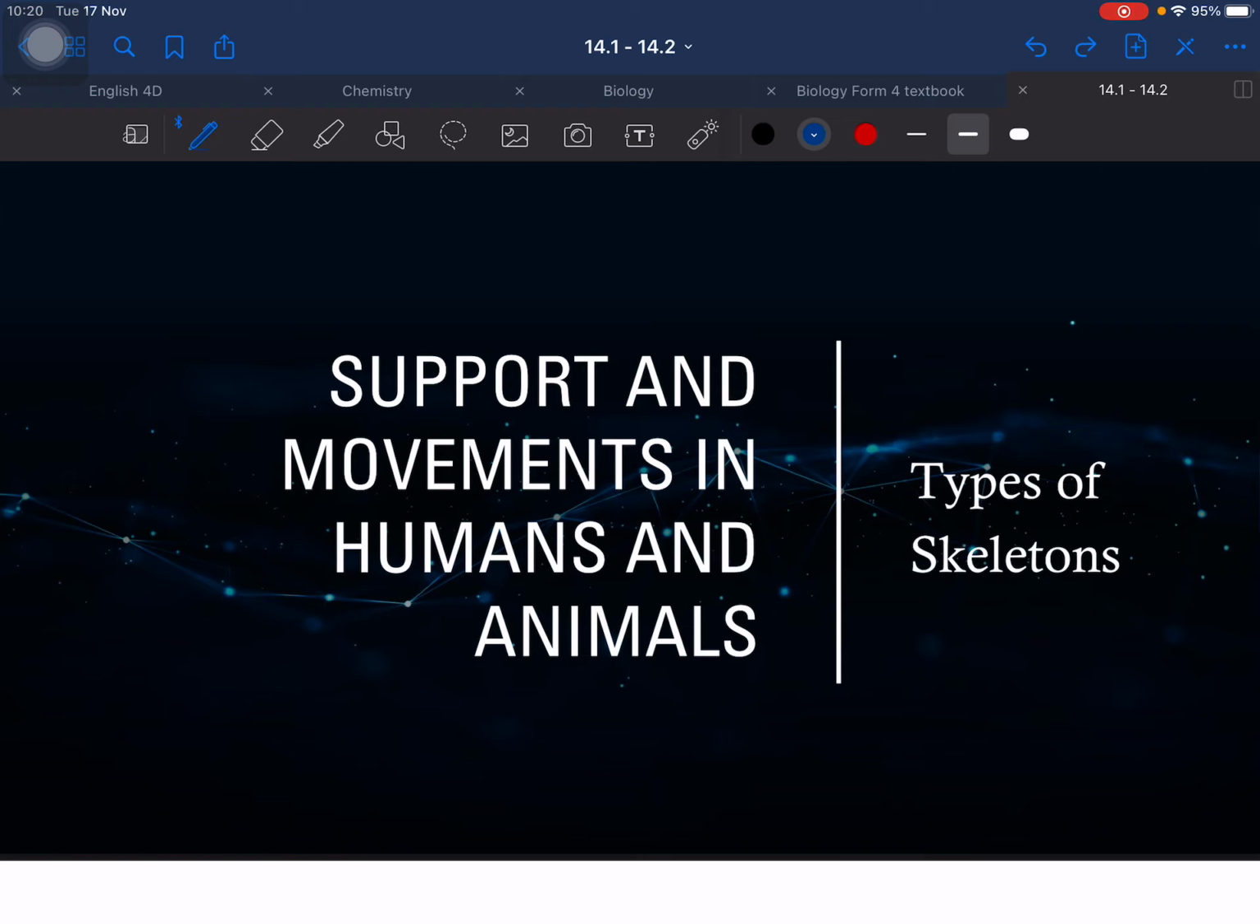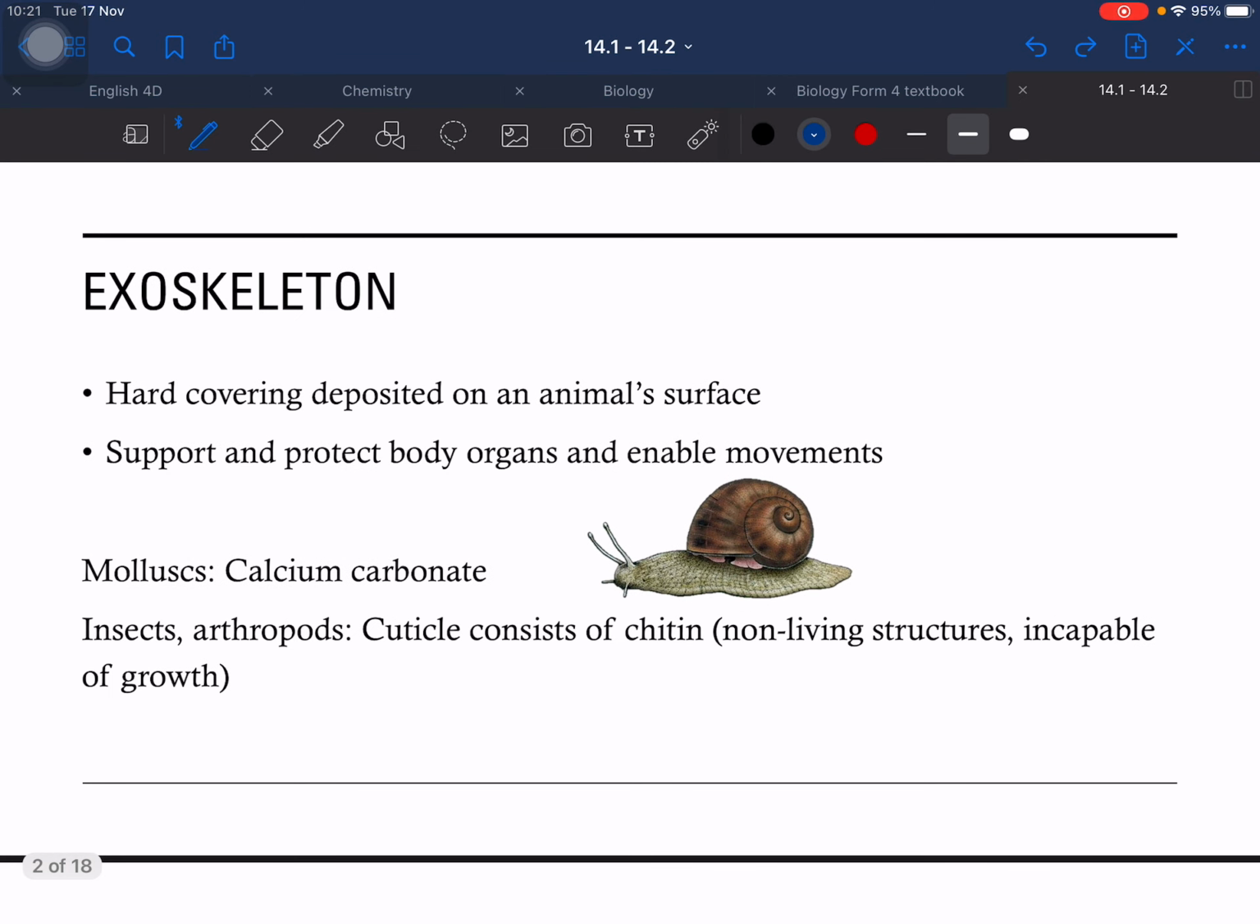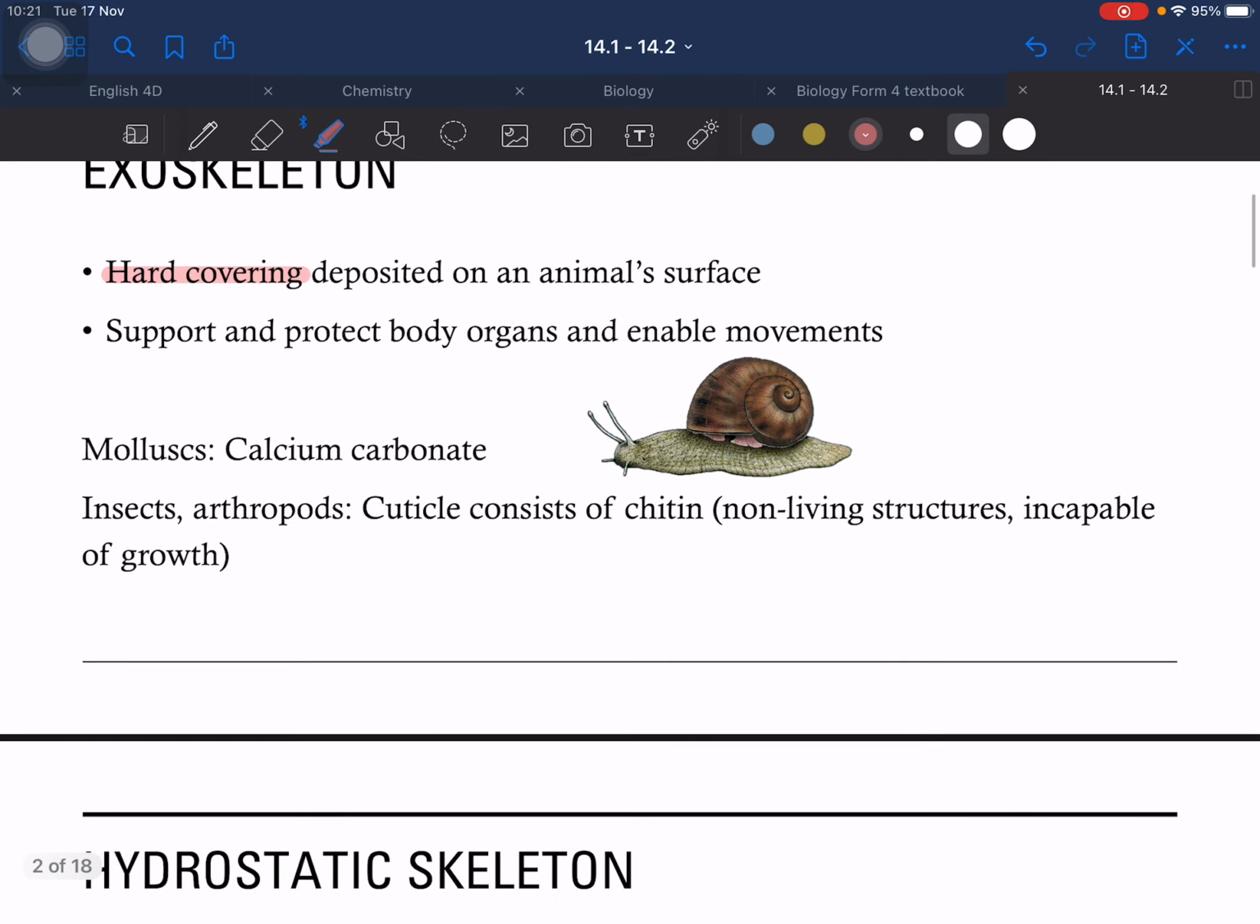We'll start off with 14.1. So there are 3 types of skeletons. The first one I will talk about is exoskeleton. So exoskeleton has a hard covering deposited on the animal surface, and it supports and protects the body organs and enables movements. So mollusk, for example, your snail has an exoskeleton.